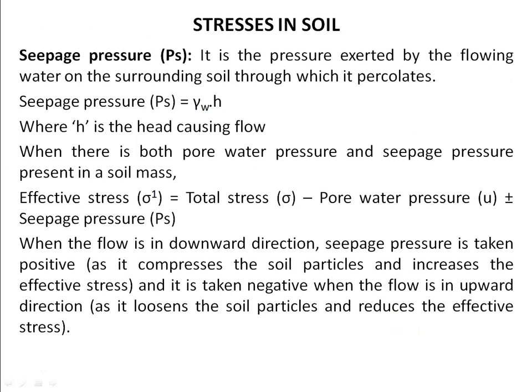Seepage pressure. It is the pressure exerted by the flowing water on the surrounding soil through which it percolates. Seepage pressure can be calculated by multiplying the unit weight of water with head causing flow. When there is both pore water pressure and seepage pressure present in a soil mass, then we can take the effective stress, which is equal to total stress minus pore water pressure plus or minus seepage pressure.